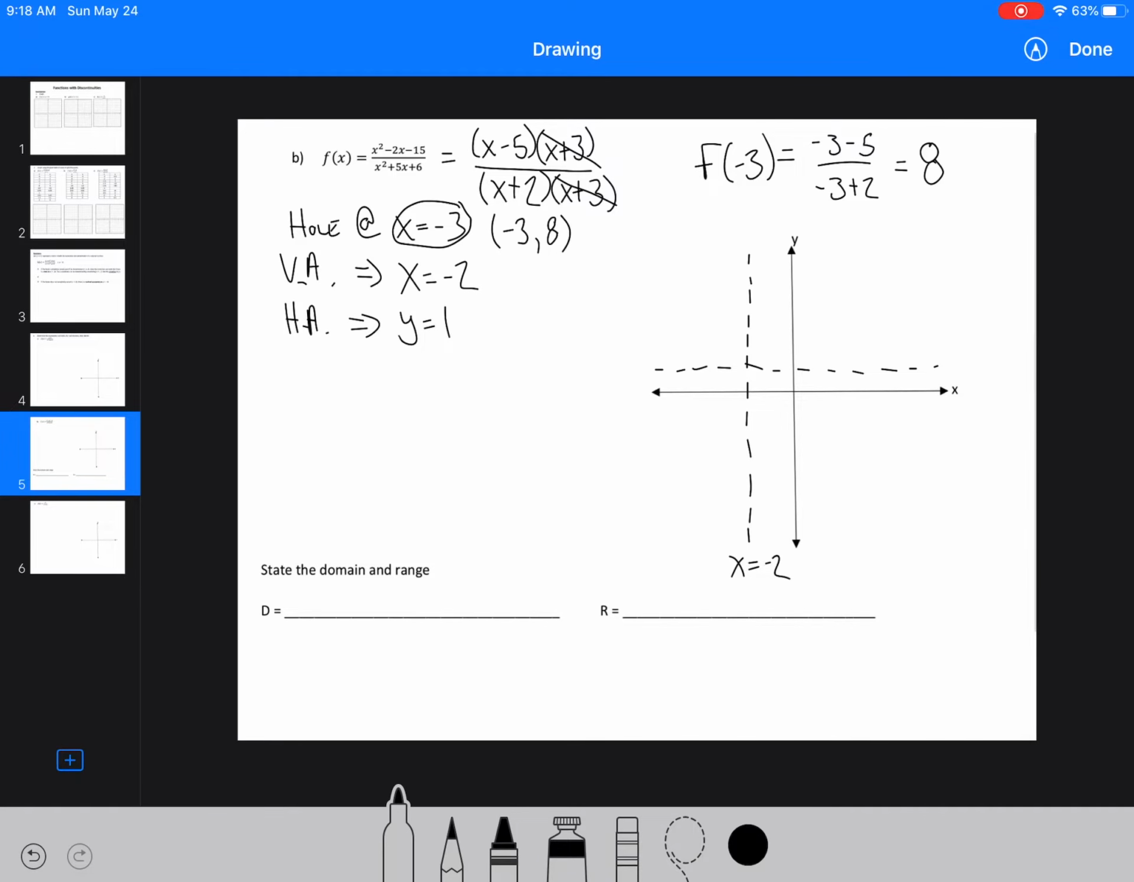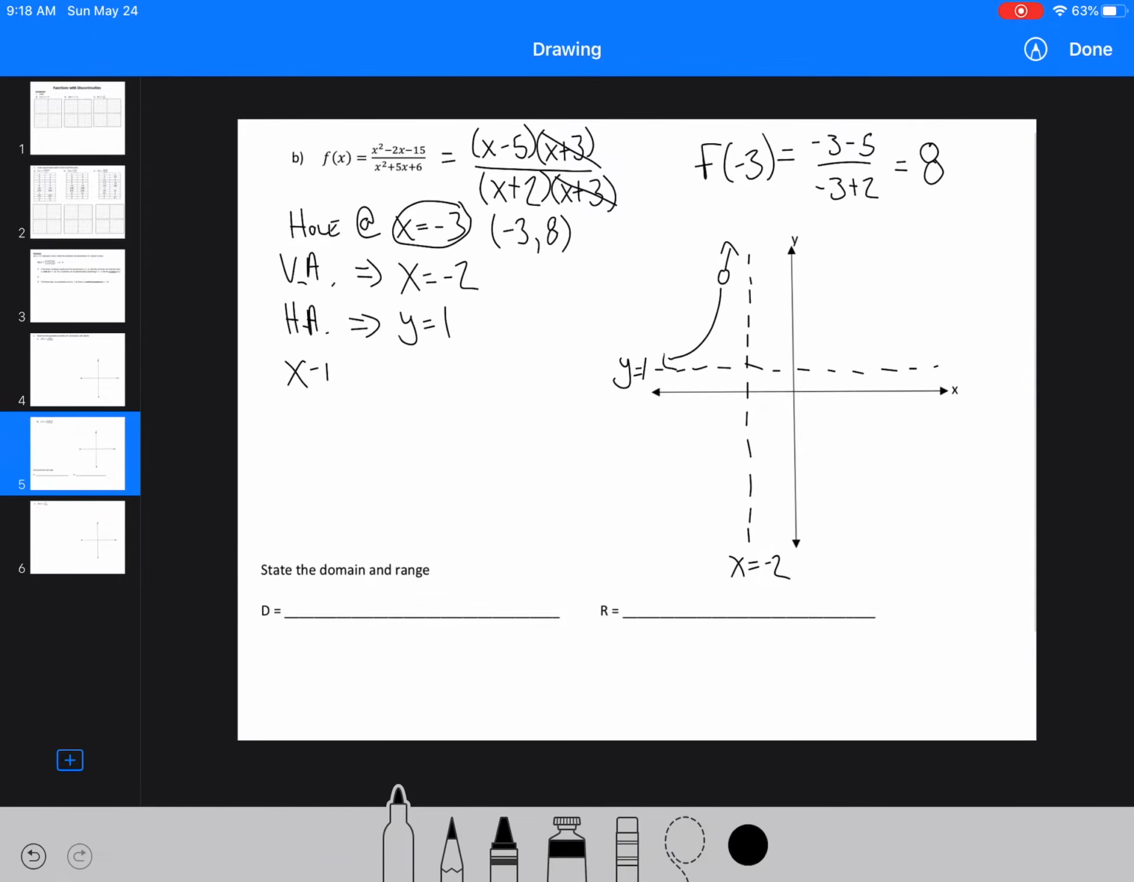So then we can actually just put that point on the graph. We know that this is y equals 1. We know that we've got a hole at negative 3 and 8. So it's approximately right there. Okay, and now we can just kind of connect the graph. So our graph is going to be this and that.